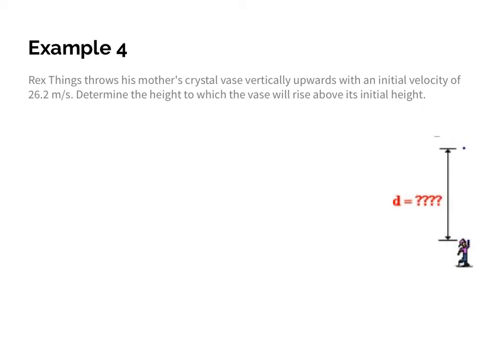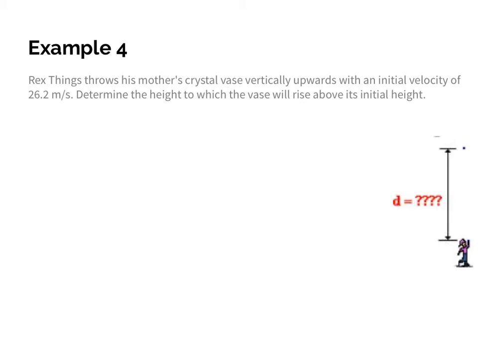All right, last example here. Instead of dropping it, we're going to look at when things are thrown up into the air. Here I have my man Rex Things. He's throwing his mother's crystal vase vertically up in the air because he likes to wreck things, with an initial velocity of 26.2 meters per second. And I want to know what is the height the vase will rise from its original height.